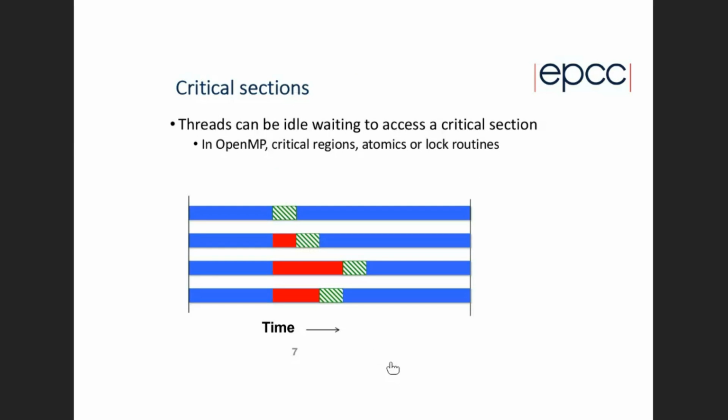Another place clearly where we can have idle threads is critical sections. So in OpenMP, critical regions, atomics, lock routines, and so on, can leave threads waiting that are trying to get access to the critical section. Okay, so in this case, I've shown the green stripy thing is a critical section that can be only executed by one thread at a time. So if all threads arrive at that point at the same time, then some of the threads will have to wait their turn to get in. Again, the red stuff here is the wasted idle time that threads are spending waiting to get into the critical section.